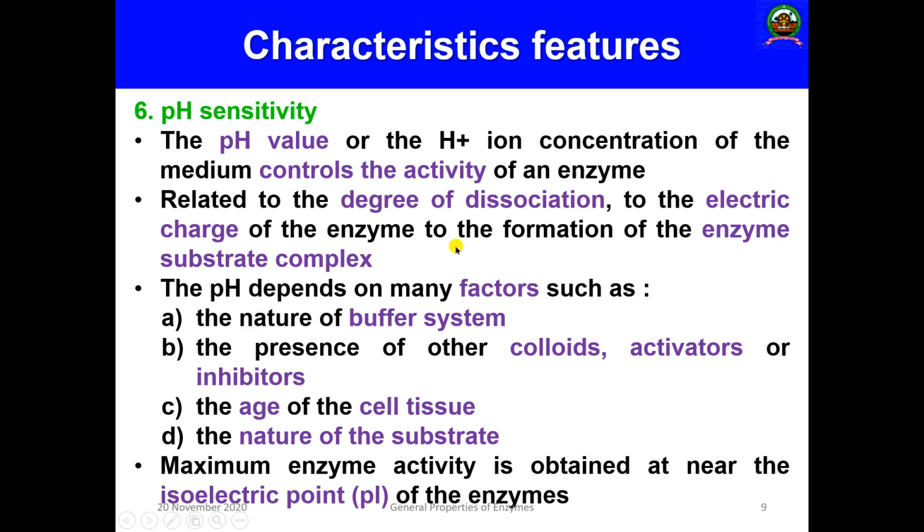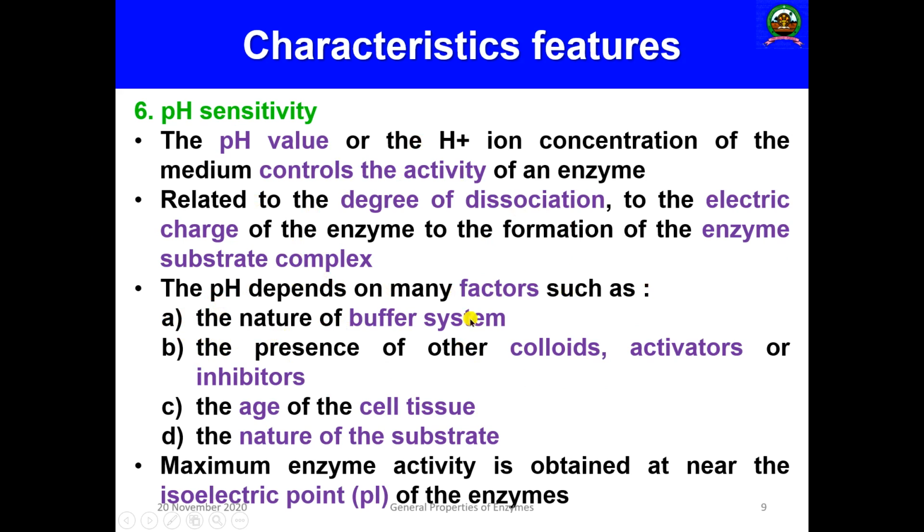So the hydrogen ion concentration depends mainly on the following factors, such as the nature of the buffer system. You have already discussed this in unit number 1. A buffer is a chemical mixture that resists the change in pH when you are adding acid or alkali. That is known as a buffer. So, the nature of the buffer system.